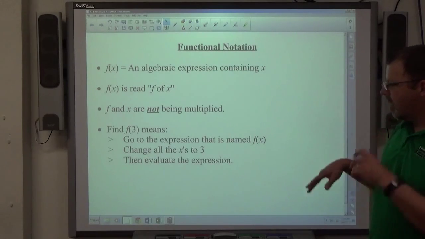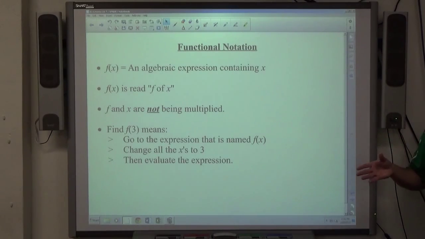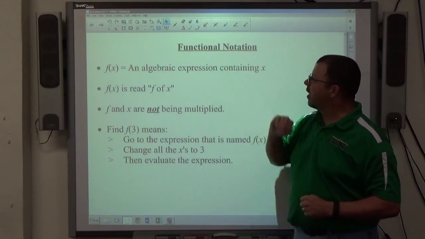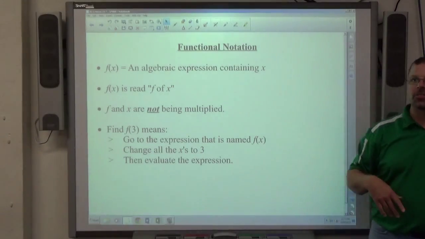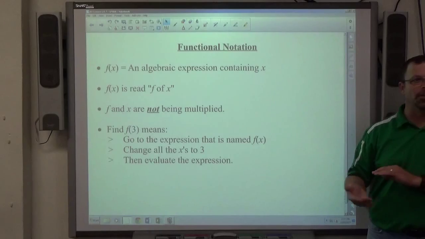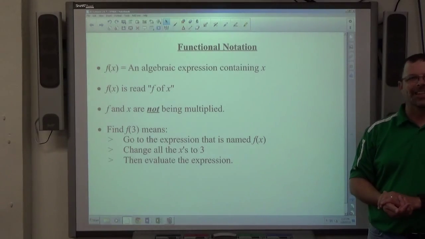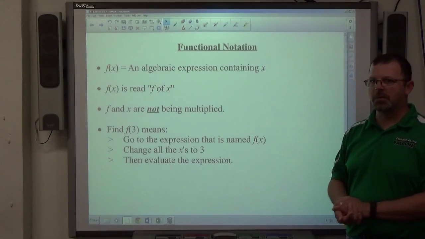Okay, the next problem involves evaluating an algebraic expression and evaluating a functional notation expression. And functional notation is going to be something you maybe haven't seen before. I haven't looked at the 8th grade math book, but my thought is functional notation does not show up in an 8th grade math book. That doesn't mean it's hard, it's just you haven't seen it yet probably.